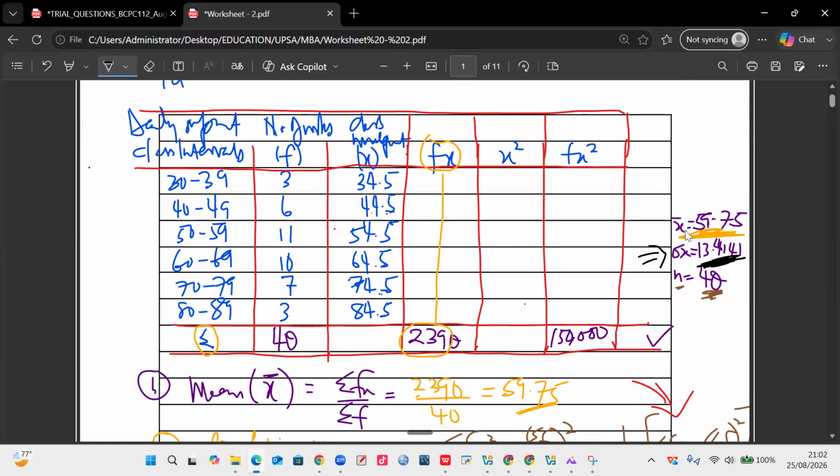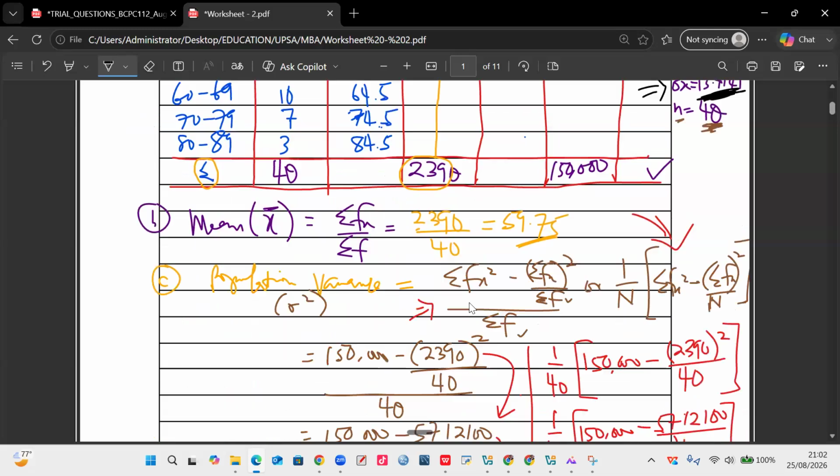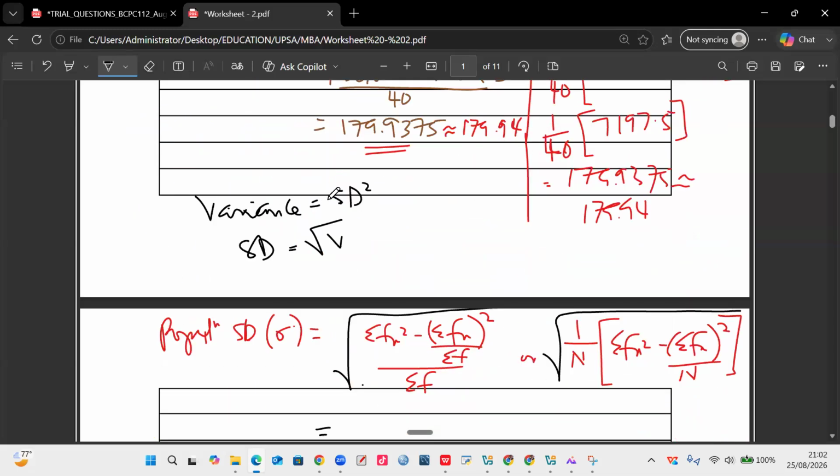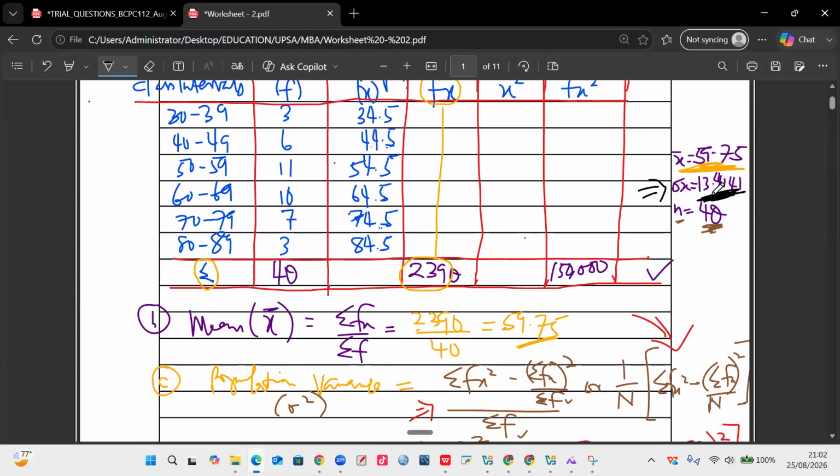Because we said the variance is the square of the standard deviation here. The variance equals what? Square of standard deviation. So if this is the standard deviation, we want to find the variance. This figure, square it. What do you have?